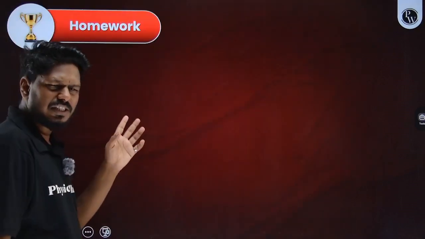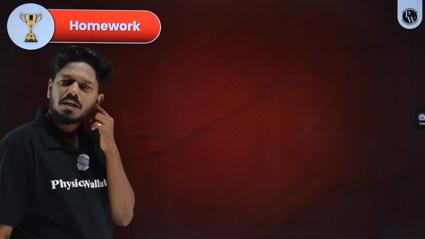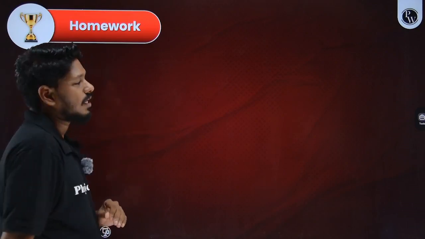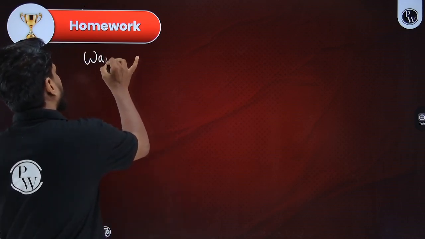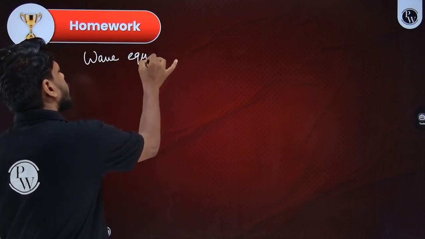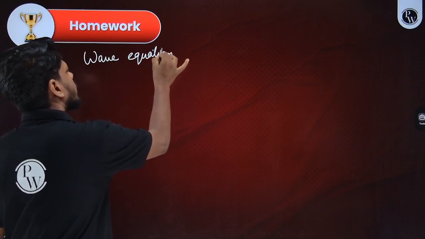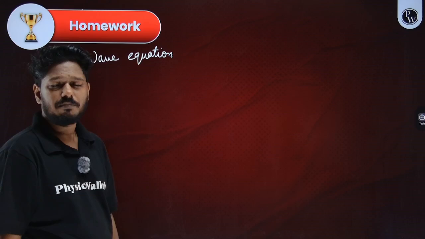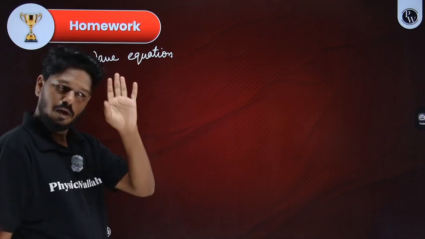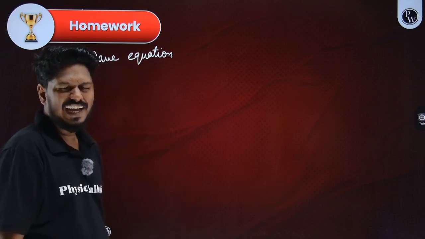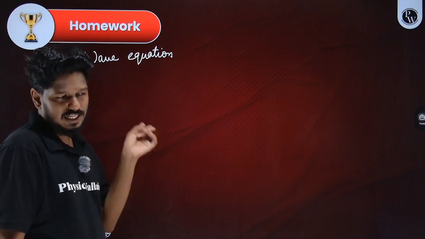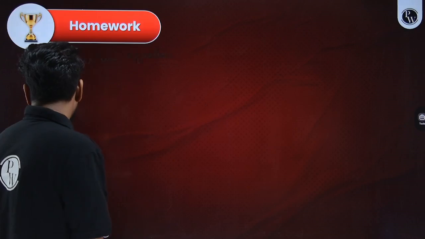So I have given you just a few homework sums in which I have mentioned wave equation, how to solve the question from the wave equation. I think there are 2 questions. Try to solve both of them using the wave equation also. I have simply solved them using the formula omega by k. So you should remember omega by k. It is a game changer formula. But also try to solve them with that method.